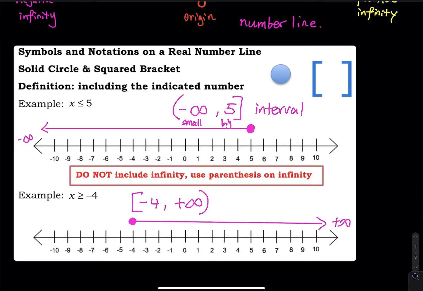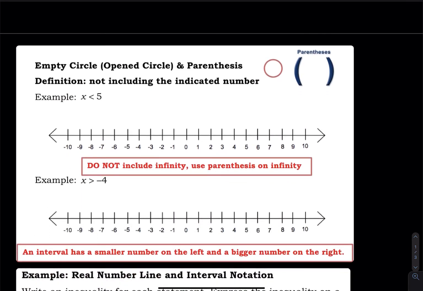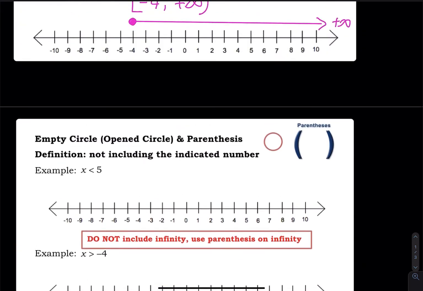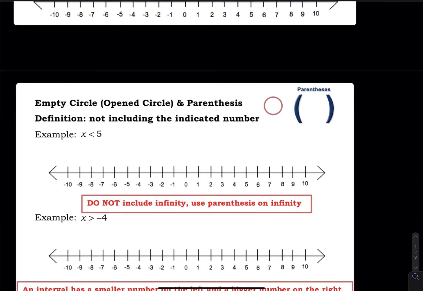And then next one, open circle. Open circle means do not include the indicated number. So this time we have x less than 5, no equal. So what's the difference between the less than and the less than or equal to? Here is the difference. For the less than only, you use an open circle. Don't fill in the circle because x cannot be equal to 5. And then less than, small numbers on the left. So that is how you graph this solution set.